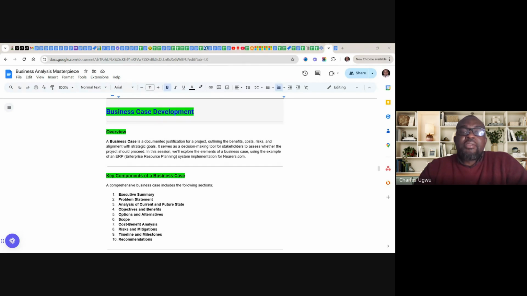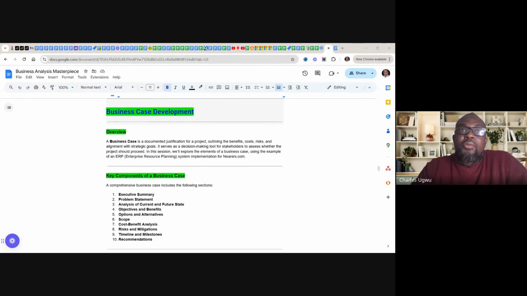What is this business case? It is a documented justification for a project. This document justifies why the project should go on or not. It outlines the benefits, cost, risk, and alignment with strategic goals. As a business analyst, you must justify that the project is viable. Viability means that the benefit is bigger than the cost. That's where the cost-benefit analysis comes in.